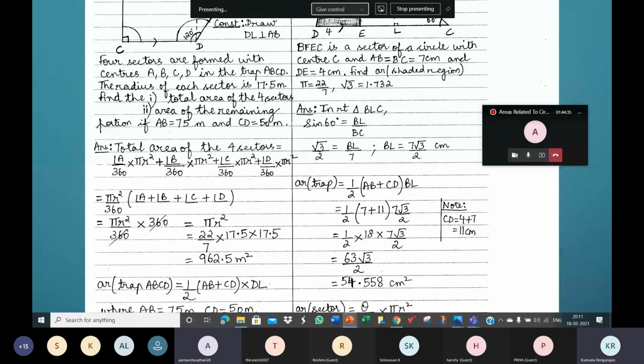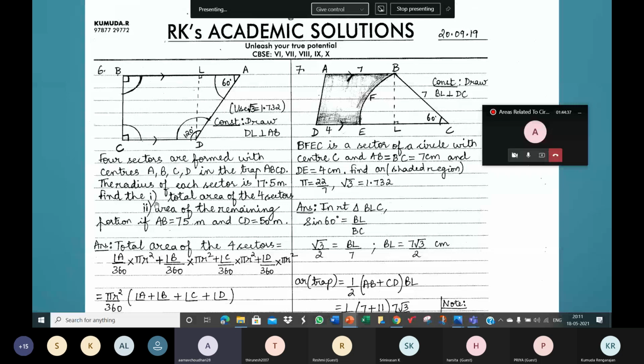Ma'am, in the question itself, it's given that angle B and angle C are 90 degrees. Yeah, it's given. It's given that angle B and C are 90. All the angles are given: 60, 120, 90, 90, all given.